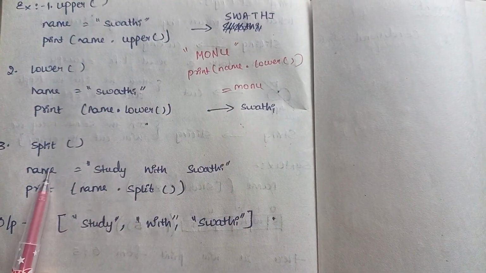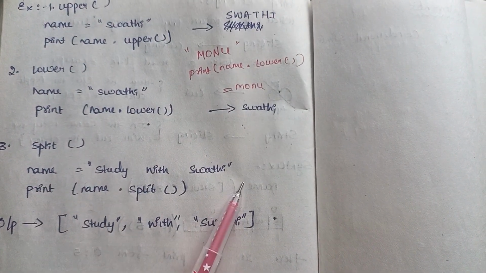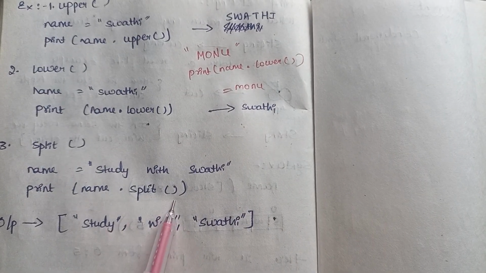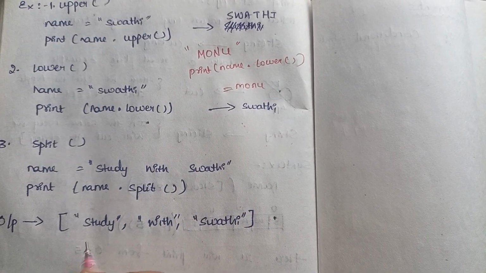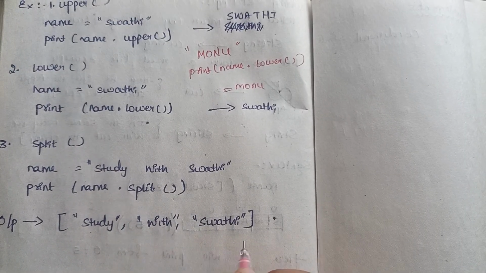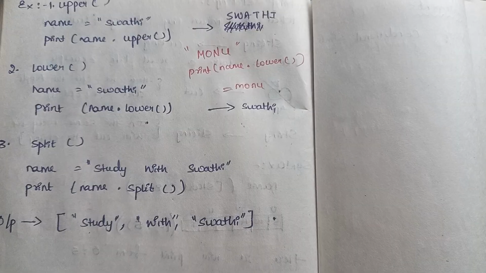Next, split. I am taking name as study with Swati, and I am saying print name dot split. What happens here is that it separates the words, study, with, and Swati, as separate items.